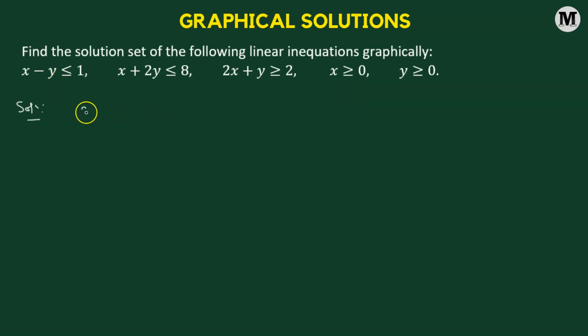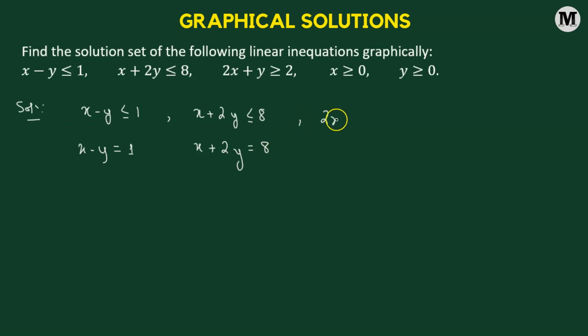Starting with the first inequation, we have x minus y less than or equal to 1. We replace this inequality symbol with an equality symbol, so we get x minus y equals 1. So we now have a linear equation in two variables. Similarly, the second inequality is x plus 2y less than or equal to 8. We convert it into a linear equation, x plus 2y equals 8.